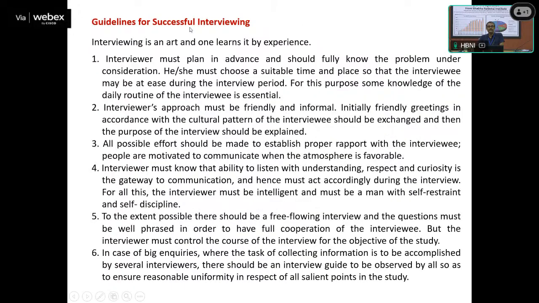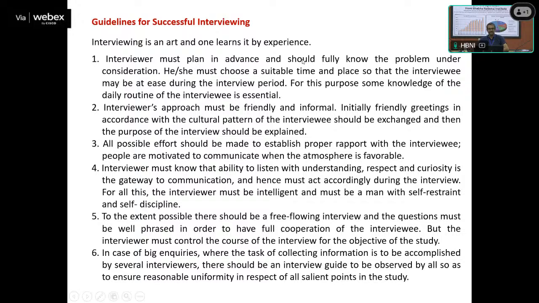So guidelines for successful interviewing. What are the guidelines for successful interviewing? Interviewing is one method of surveying or primary data collection. Interviewing is an art and one learned by experience. Initially, the interviewer might fumble, or the questions may not be appropriate, or the sequencing may suffer. But as he goes on taking interviews, he will become more and more rigorous and more to the point. And we have seen this.